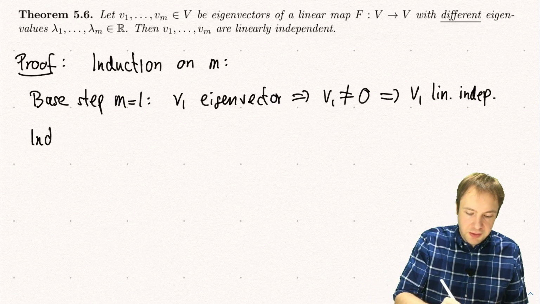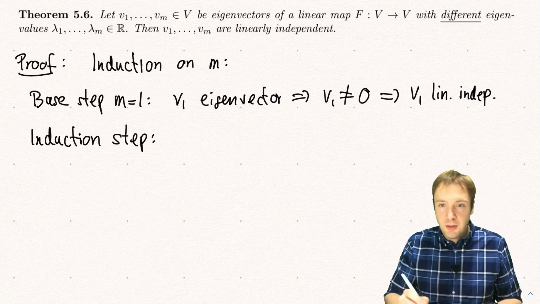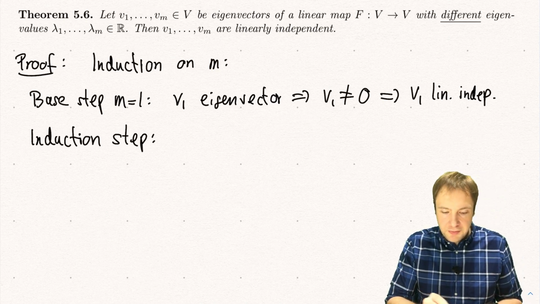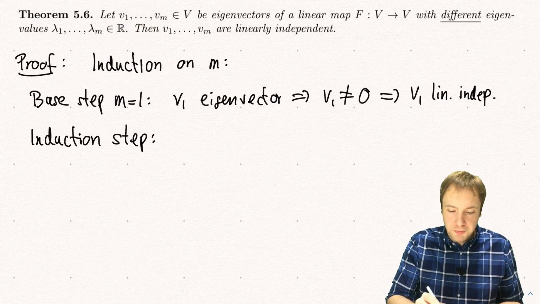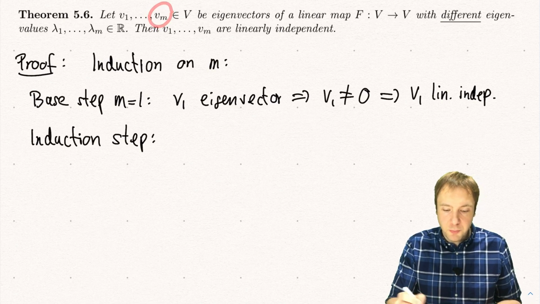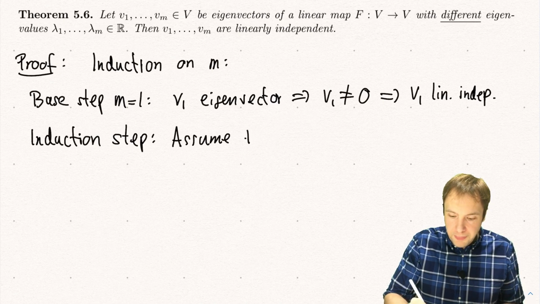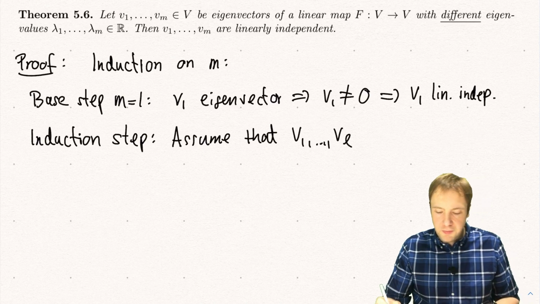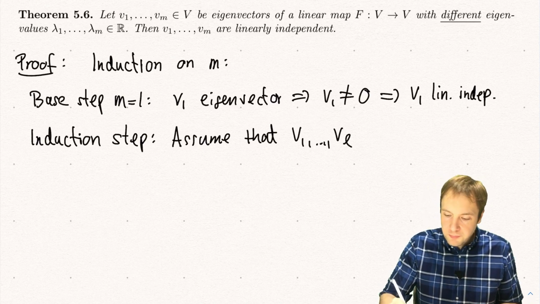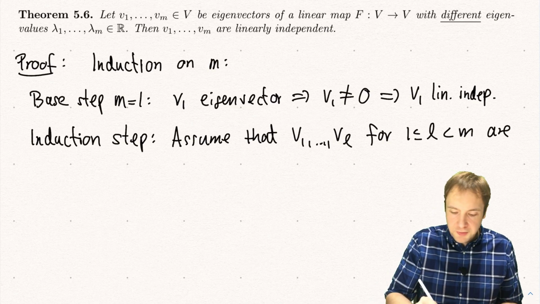So now the induction step. We assume that the statement holds for a number of vectors which is smaller than m. So assume that if I have a list of vectors up to vL for some number L which is smaller than m, we assume that they are linearly independent.